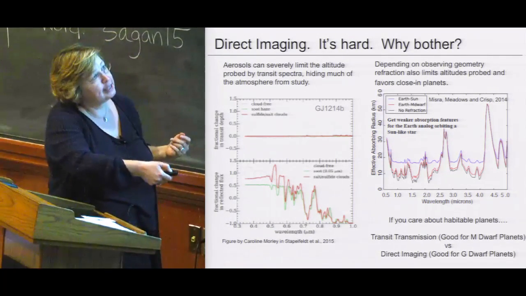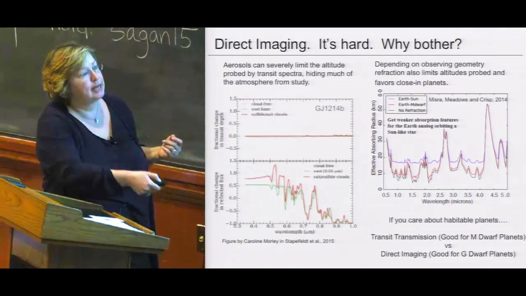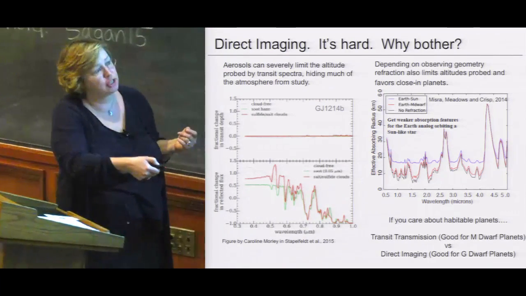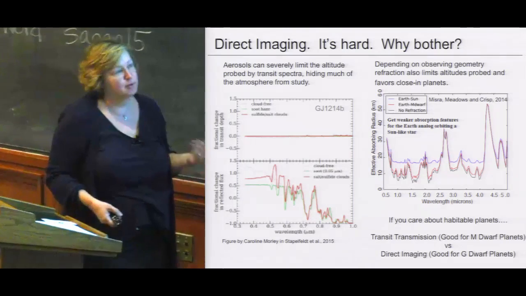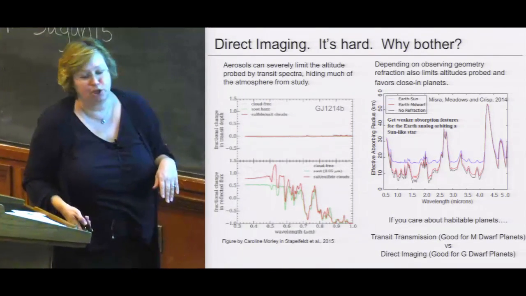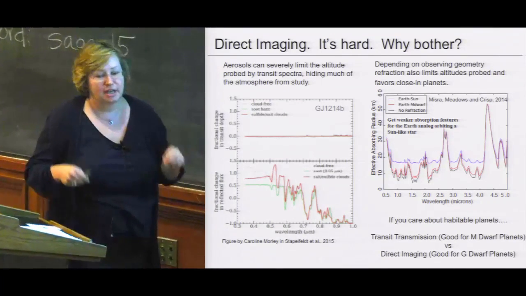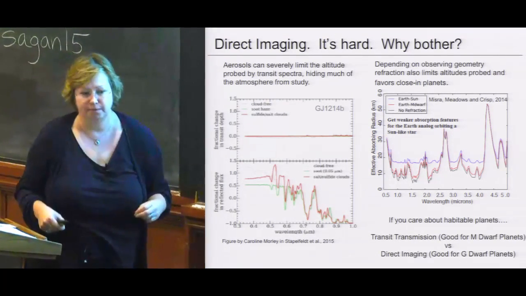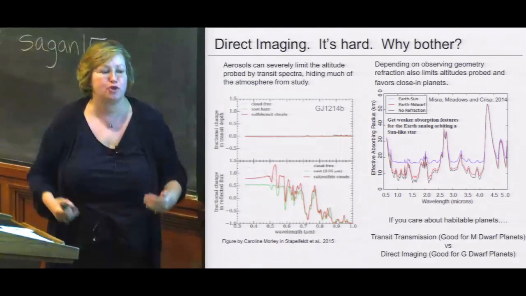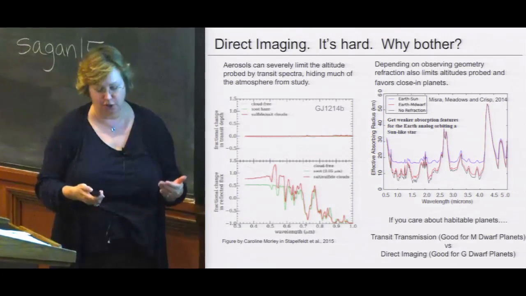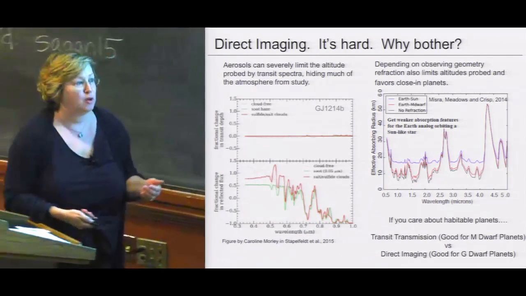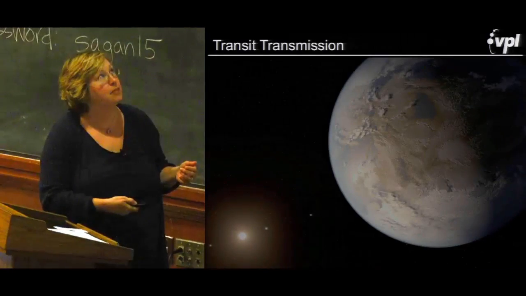So basically what we're saying here is if you care about habitable planets, then transmission spectroscopy is very good for M-dwarf planets because of these effects, but direct imaging is good for the G-dwarf planets. And so the bottom line of all of that is if you want to study planetary systems like our own, with a planet in the habitable zone orbiting a G-dwarf with a cool Jupiter and so on, then direct imaging is the better way to go than transit transmission.